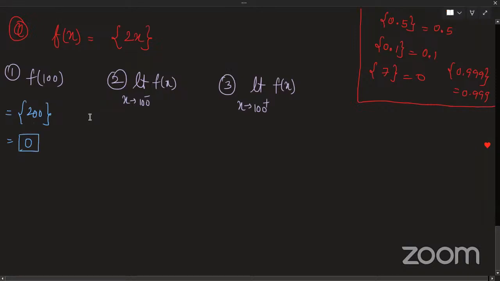Okay. Now let us talk about this thing. So this is my number 100 and I'm moving just close on the right side. Fine? Really close to the right side of it.